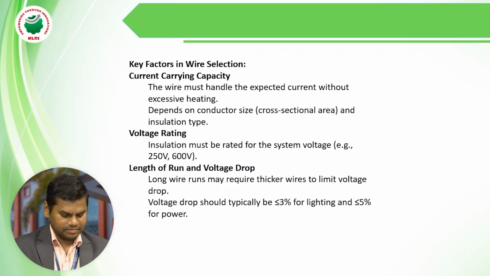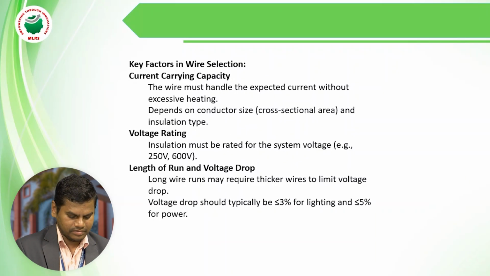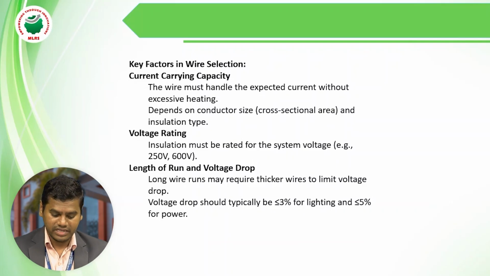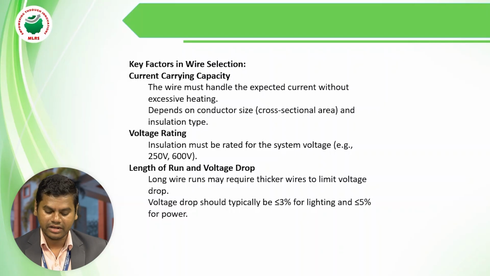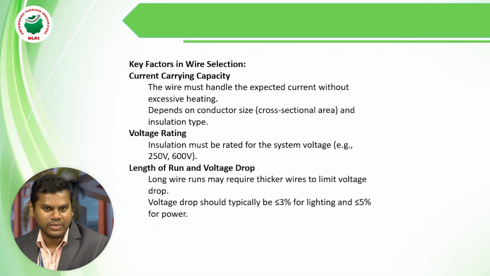Next, key factors in wire selection. The first is current carrying capacity. The wire must handle the expected current without excessive heating. It depends on conductor size, like conductor cross sectional area, and insulation type. That is the current carrying capacity.